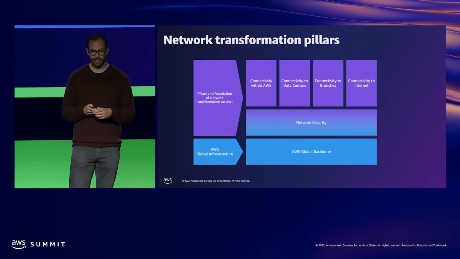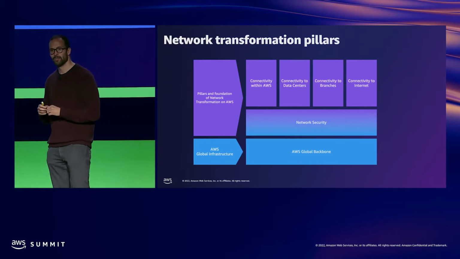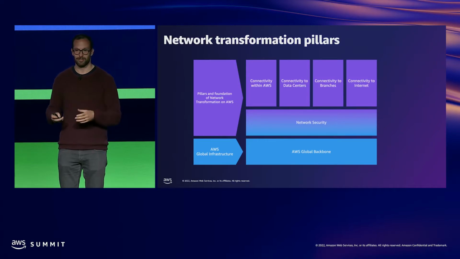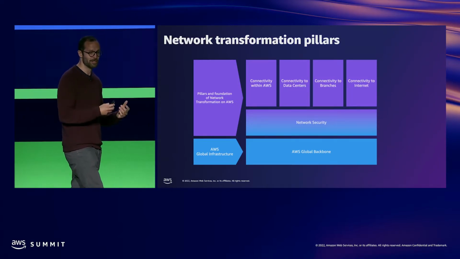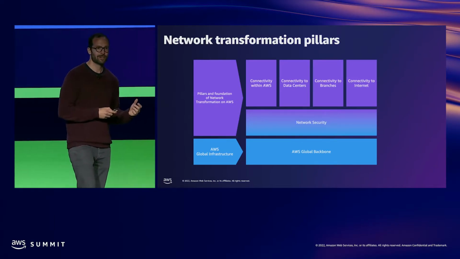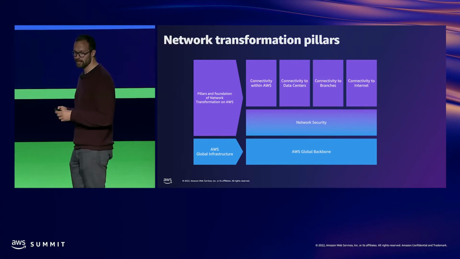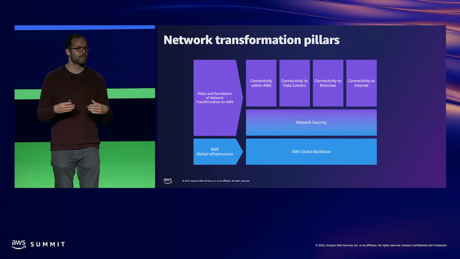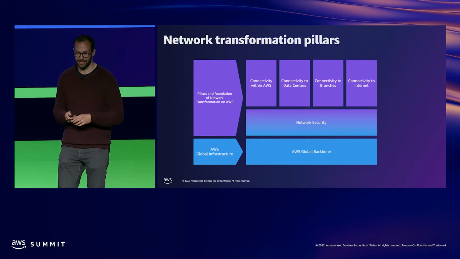So you can see the pillars right now. We have connectivity within AWS. So that's anything talking within AWS, maybe VPC to VPC. We have connectivity to data centers. So that's your AWS environments communicating with your data centers. Connectivity to branches, usually a lot more sites communicating back to AWS. And finally, talking out to the internet. So if you have environments that need to talk out to the internet, that would be the last pillar. And this is all underpinned with network security and running on top of the AWS global backbone. And I'll cover what that backbone looks like in a second.